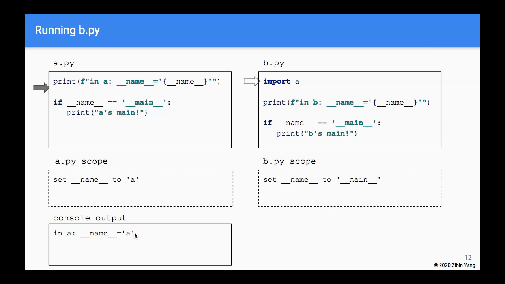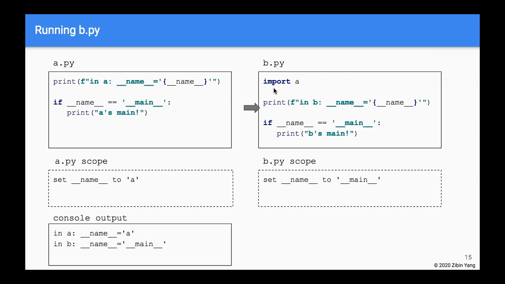When we come to the line checking if dunder name is equal to dunder main, this is going to be false, because dunder name is a, which is not dunder main. So it will not execute the line printing "A's main." Instead, it finishes whatever is in the rest of a.py, and then it comes back to b.py, because that's the one we're actually executing.